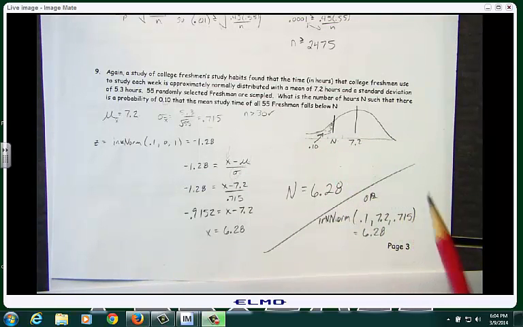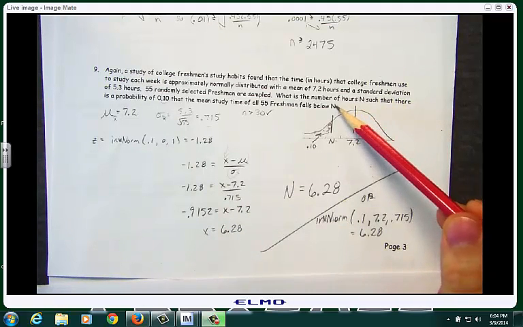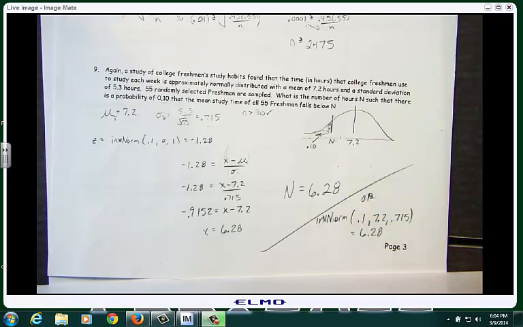So doing a little algebra, multiply both sides by 0.715 and then add 7.2 to each side, we get 6.28. Therefore, the value n for this problem has to be 6.28.